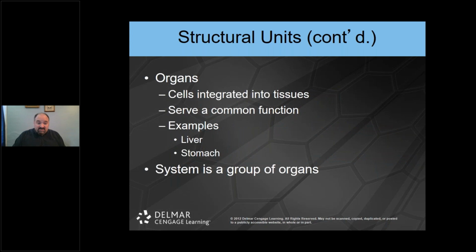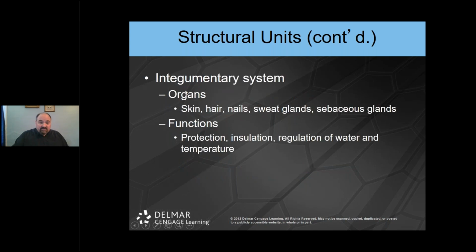So the organs are made up of tissues, which are made up of cells, right? So cells integrated into tissues, and these different types of cells and tissues come together to form an organ to have a common function, okay? So you're thinking of the liver, the stomach, and there are all types of organs that you'll be learning about this semester. And a system is a group of organs. So we can have an organ system, a body system, that comprises these different types of organs, right?